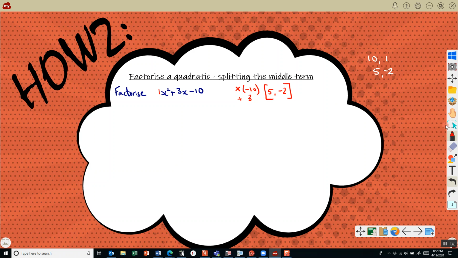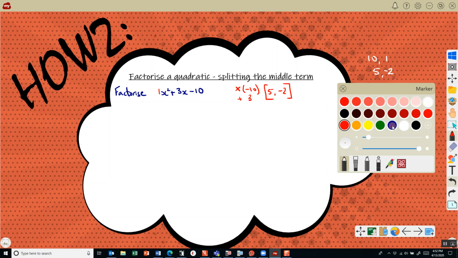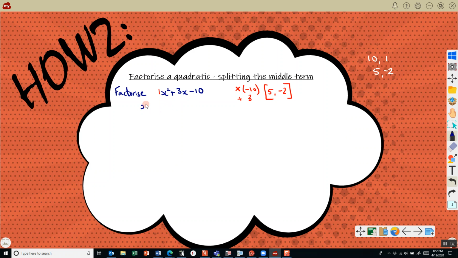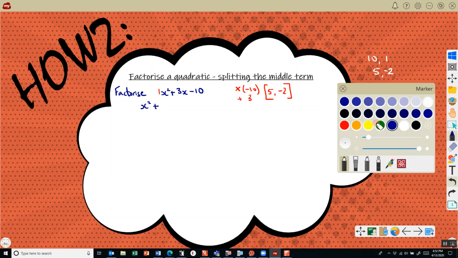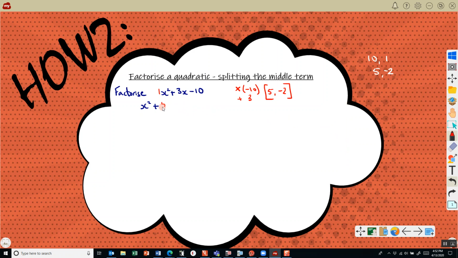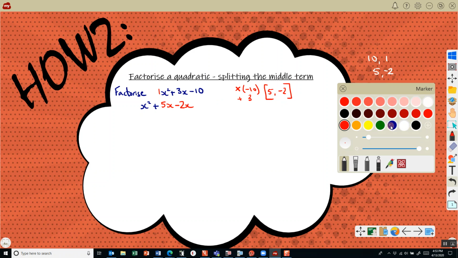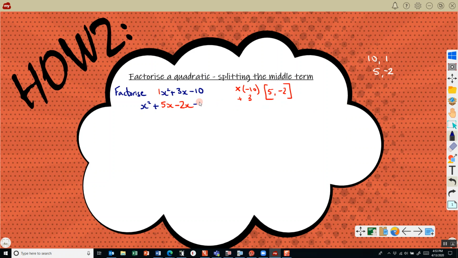We take our two numbers and we substitute them back into our equation. So I've got x squared, and I'm going to just change the color so you can see, plus 5x, take away 2x, back to blue, and then I've got my take away 10 at the end. I've taken these two numbers and substituted them back in.